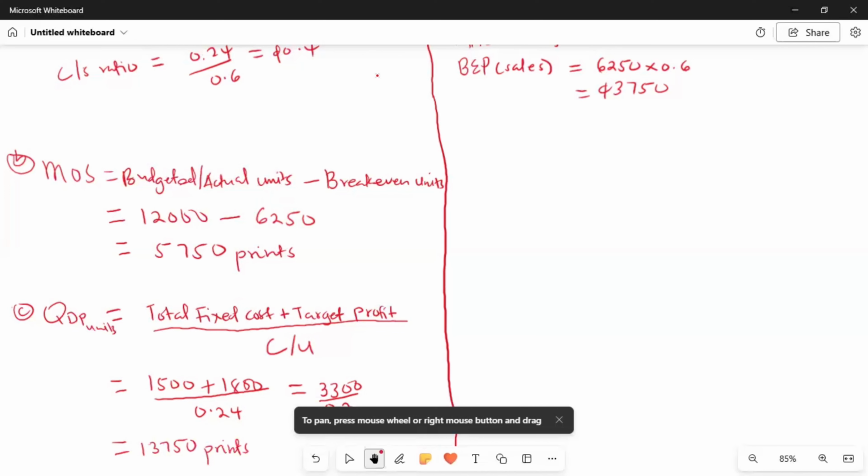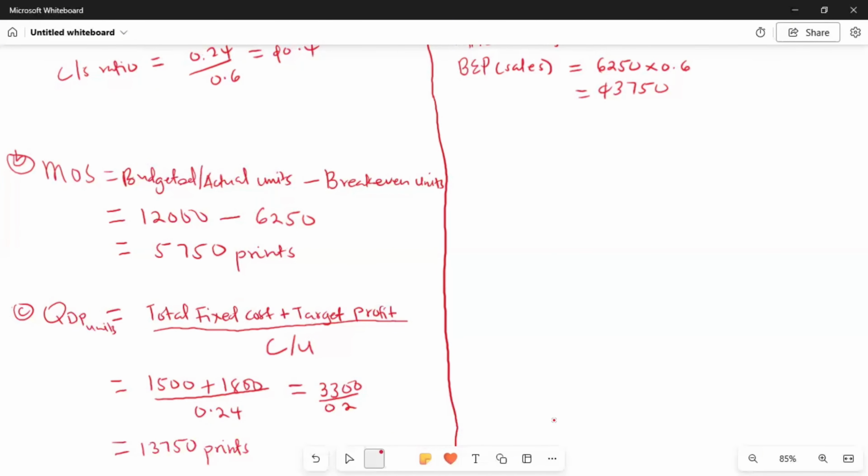Very, very simple. Okay, so that's in units. If you want to get it in sales, then that will be the total sales for that profit. So on the unit you need to sell to get that particular target profit, you multiply by the selling price per unit. Selling price per unit is 0.6. You will get 8,250. Very simple method.